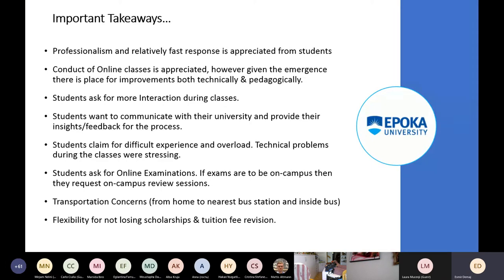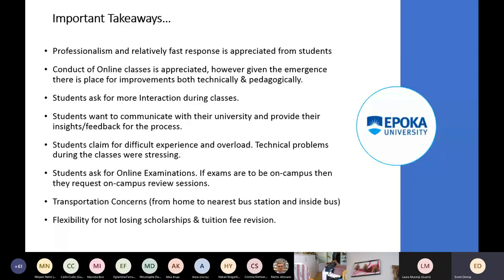Students ask for more interaction during classes. So they will need to get engaged more so that the class is more interesting for them. Students want to communicate with their university and provide their insights and feedback for the whole process. So they want to be part of the decision-making processes for how to cope with the situation. Students claim a difficult experience and overload, which is normal because all of us were experiencing something completely new. Technical problems during the classes were stressful, like the one we had during this presentation. So such problems seem to be stressful for students during their classes.